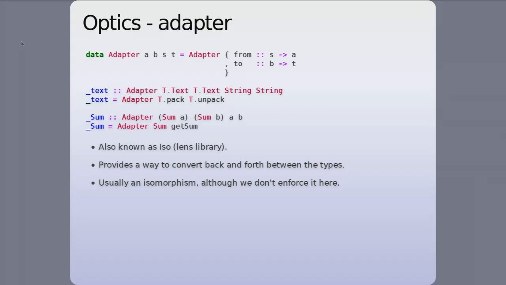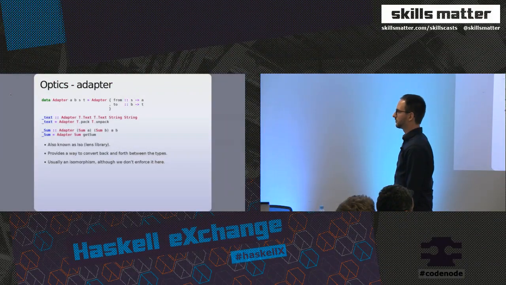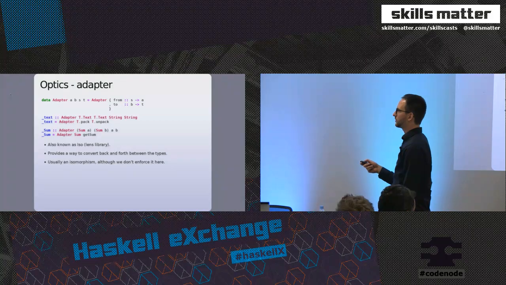It's otherwise known as ISO in the lens library. It provides a way to convert back and forth between two types. Usually an isomorphism, although we don't enforce it here. One thing to notice is that there are 4 type parameters. If we are talking about conversion back and forth between types that are not parameterized by any type parameter, then usually A equals B and S equals T. So then the case is a bit simplified.